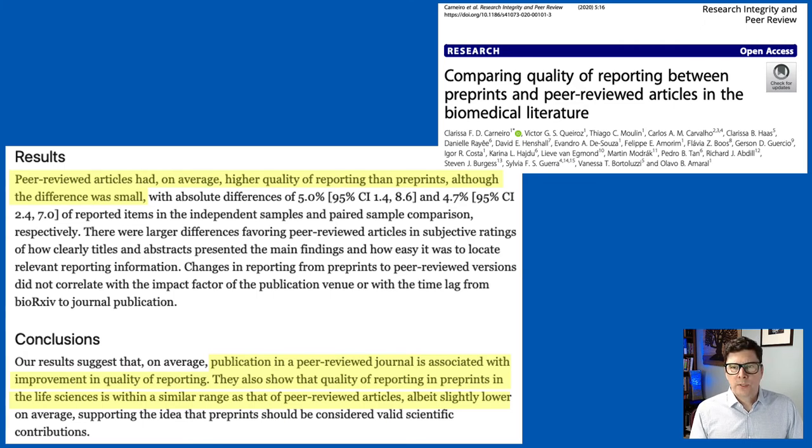Although this result says they're slightly lower, you would expect that because typically preprints are revised before they are submitted to the journal based on feedback that they get from readers prior to submission. But the fears that the quality of preprints are going to be substandard just didn't come true. They're only slightly less quality than published journal articles.